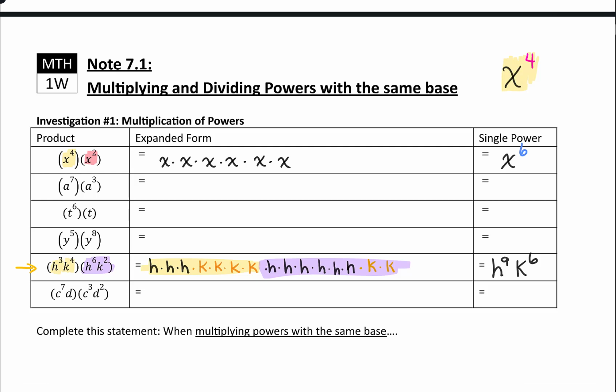It says, when multiplying powers with the same base, what do we do? You're going to tell me what we do as a shortcut when we're multiplying powers that have the same base. So I ask you, pause the video right here and try to fill in the rest of this table and finish that sentence on our screen.